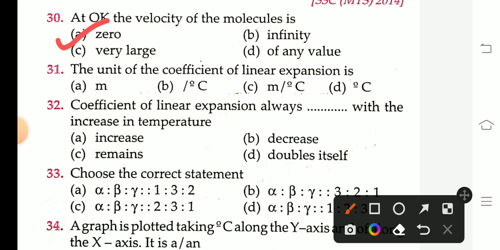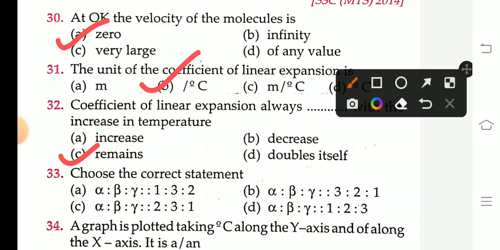Next, the unit of the coefficient of linear expansion is. Option B right answer, per degree Celsius. Next, coefficient of linear expansion always dash with the increase in temperature. Right answer option C, remains.